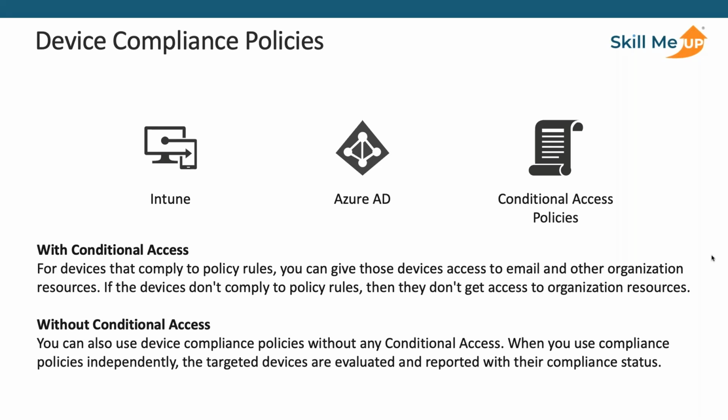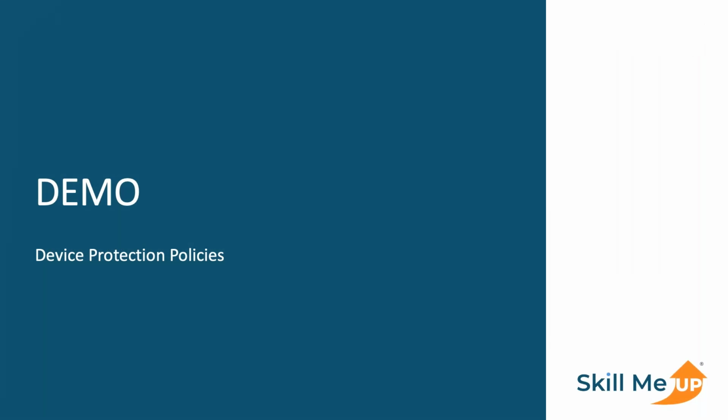Now, if we're not using conditional access, then we can actually use device compliance policies, which are defined in Endpoint Protection. When you use the compliance policies independently, each device is targeted and evaluated, and then their compliance status is reported back to Endpoint Protection. Okay, so let's go and have a look at Endpoint Protection.